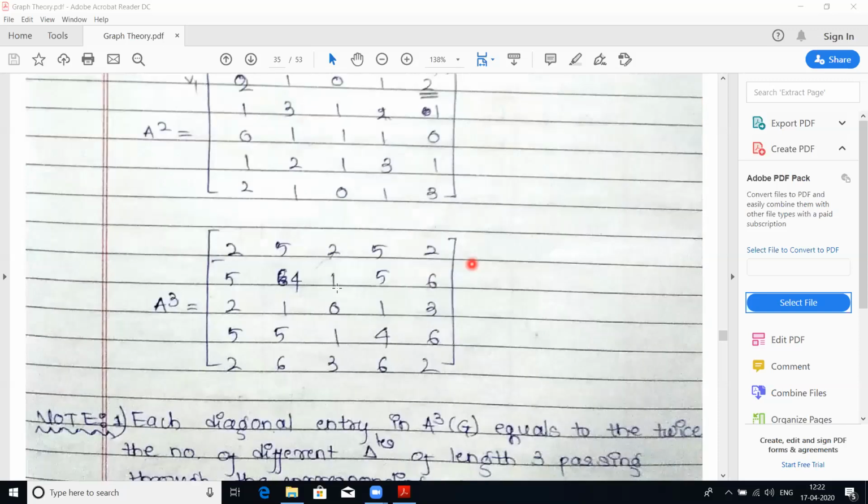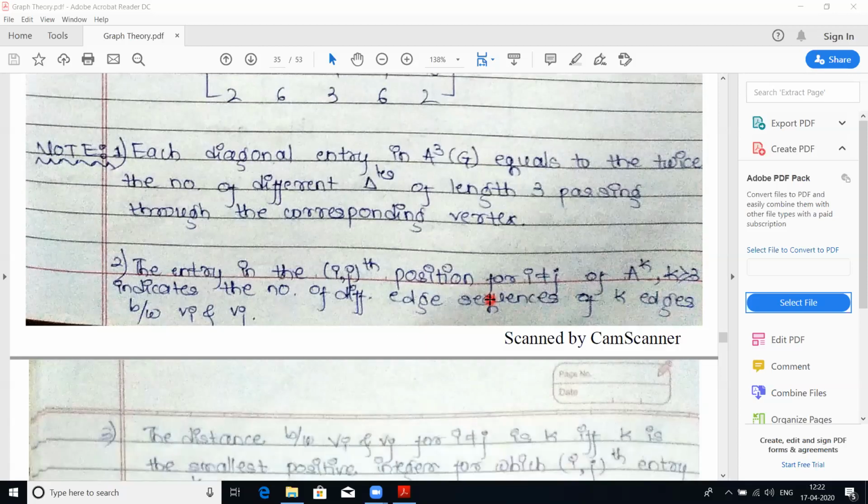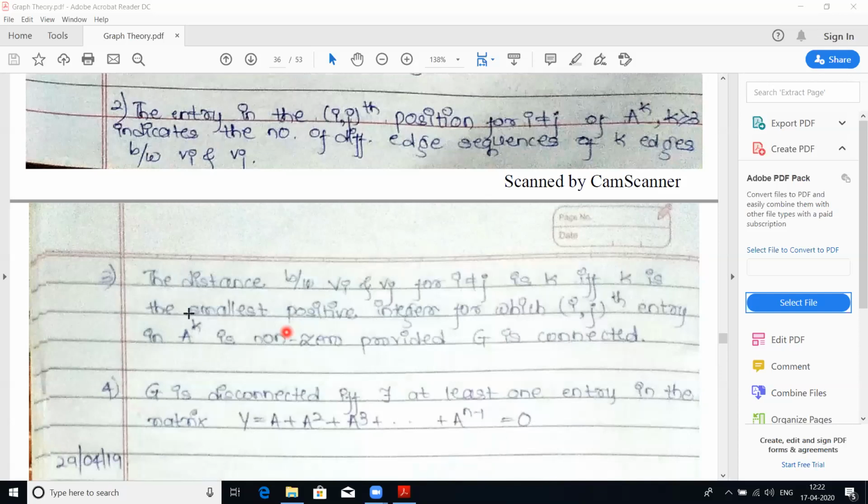Then the second one, the entry in the ijth position for i not equal to j for A raised to k. That is what in A square we have written the property here. Similarly, in general, A raised to k for k greater than or equal to 3 indicates the number of different edge sequences of k edges between Vi and Vj. So it is the number of different edge sequences we can draw. Next, the distance between Vi and Vj for i not equal to j is k if and only if k is the smallest positive integer for which the ijth entry in A raised to k is non-zero.